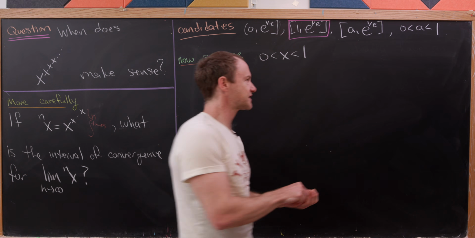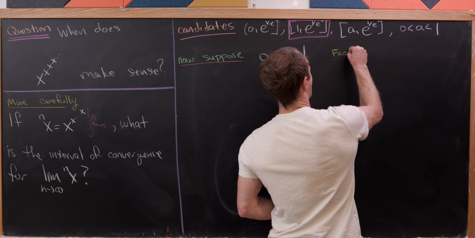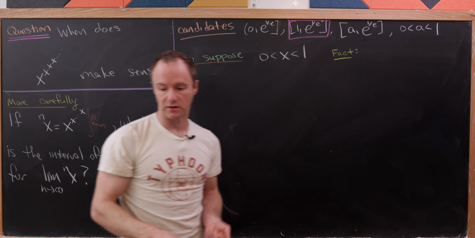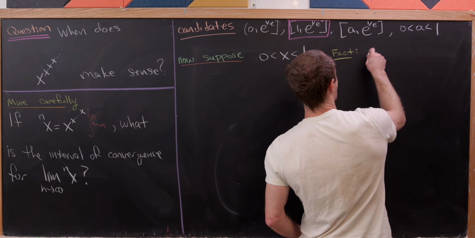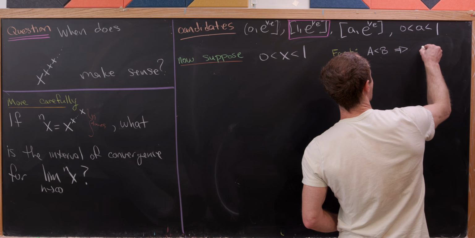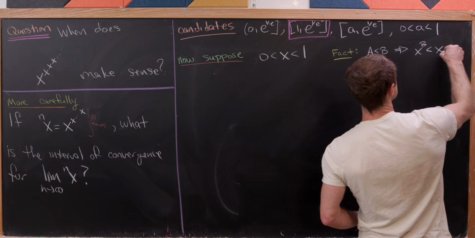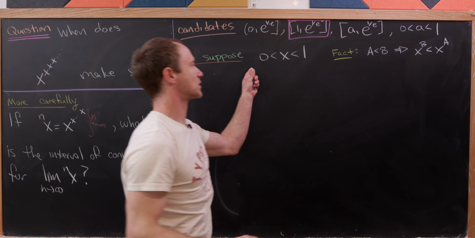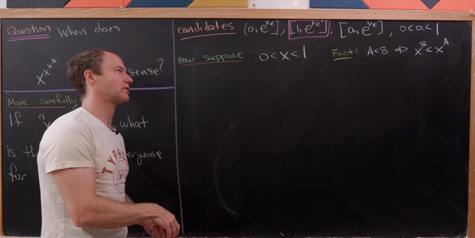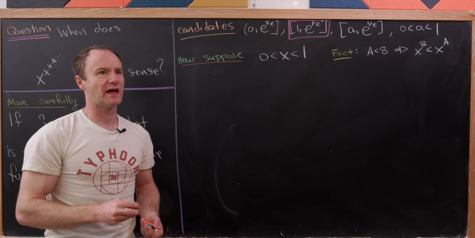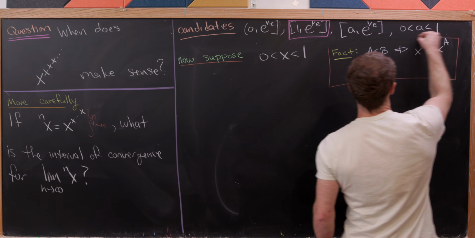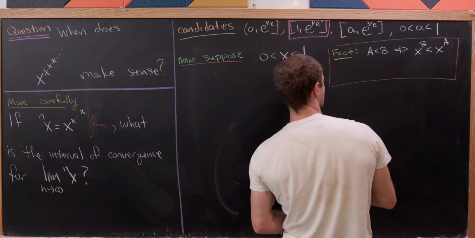Okay, so I'm going to start with a fact of exponentiation for numbers that are between 0 and 1. And that is, if we have capital A less than capital B, then that implies that x to the capital B is less than x to the capital A. That's, of course, when x is between 0 and 1. So in other words, if you've got a number between 0 and 1, the inequalities get reversed when you exponentiate. I guess we could look at an example of this.